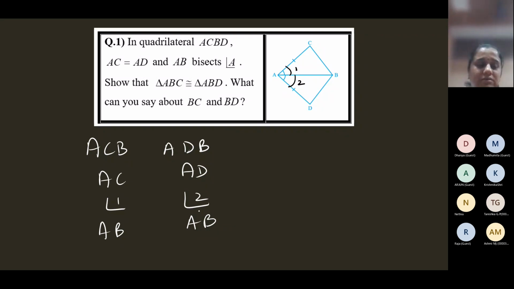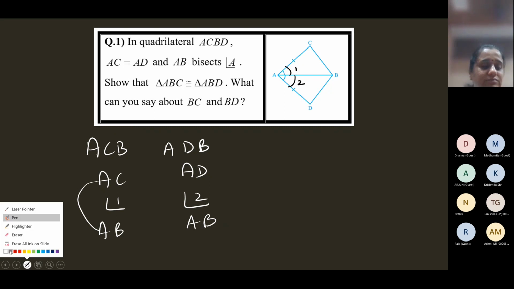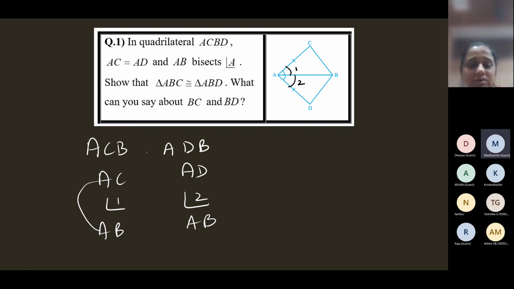So what is the rule here? Do the sides AB and AC include angle 1? You've mentioned angle 1. Which are the arms of angle 1? AB and AC are the arms, ma'am. And for angle 2, which are the arms? AB and AD. And that's what we have mentioned here. So clearly it is two sides and the included angle.